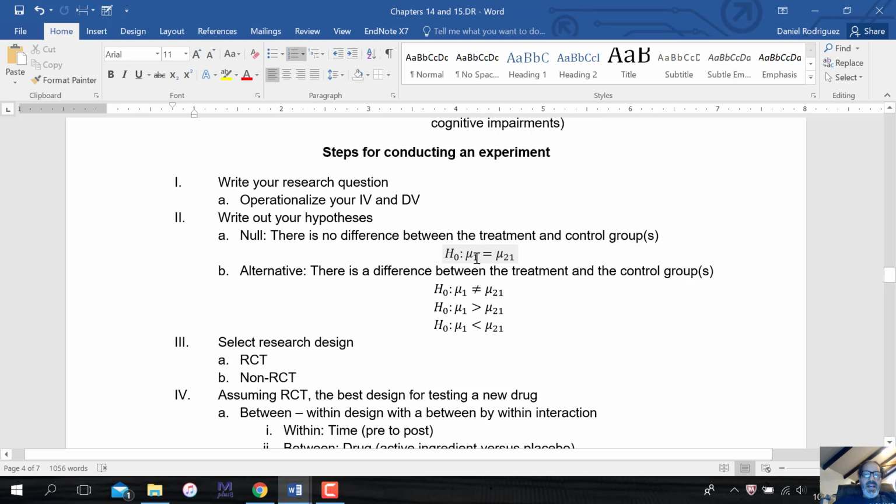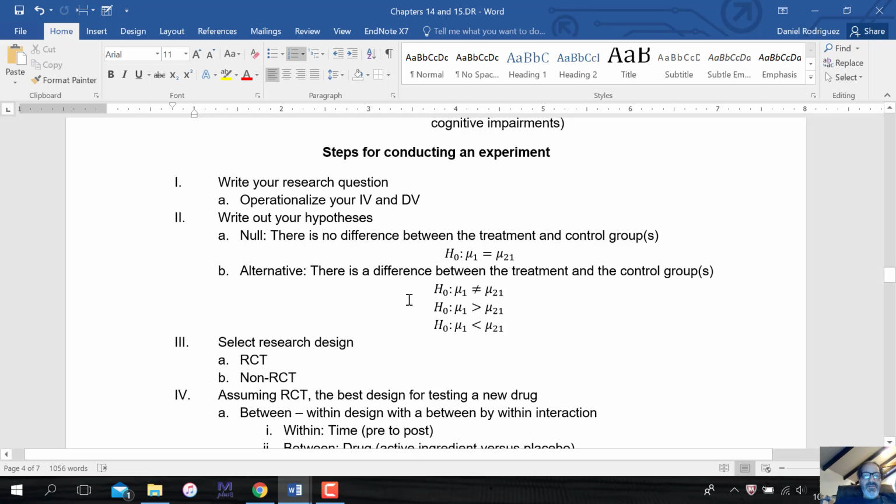So the average, and we use Greek letters when we're talking about population values, and we use Latin letters like S or M when we're talking about sample values, and we collect samples. We don't deal with the population, but our intent is to generalize our findings to the population. So in this case, I have mu of group 1 is equal to mu of group 2.